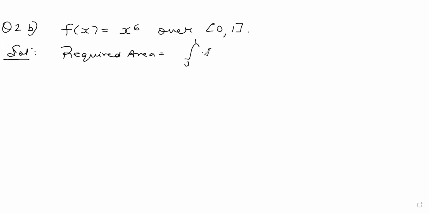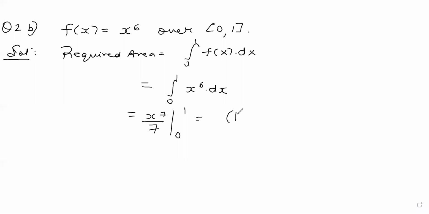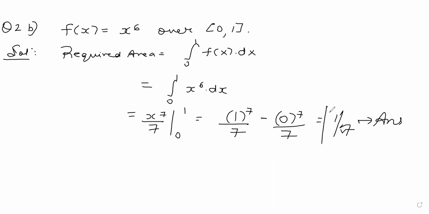Integral 0 to 1 f of x dx. This will be integral 0 to 1 x to the power 6 dx, which is x to the power 7 by 7, which we run from 0 to 1, which is 1 to the power 7 by 7 minus 0 to the power 7 by 7. So this comes out as 1 upon 7, which is the required answer for this question. 1 upon 7.